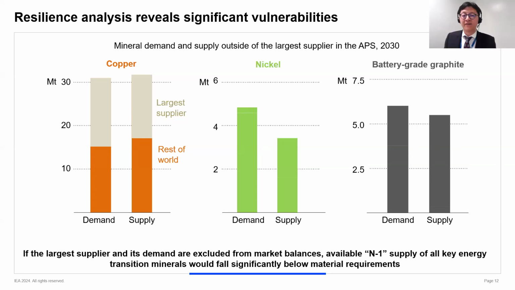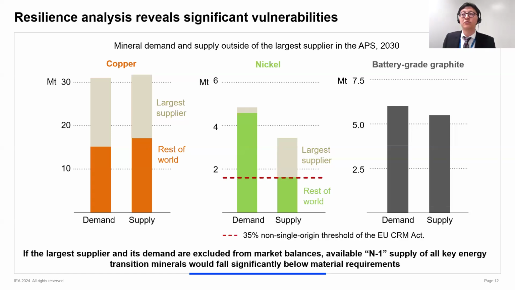But the picture is very different for nickel and graphite. For nickel, when you exclude the largest supplier from the market, the available N-1 supply is very much reduced. As some of you know, the EU Critical Raw Materials Act targets limiting the share of single suppliers to below 65%. That means at least 35% should come from non-dominant producers. If you apply this 35% single-origin threshold, the available N-1 supply for nickel is just on the edge of meeting this threshold.